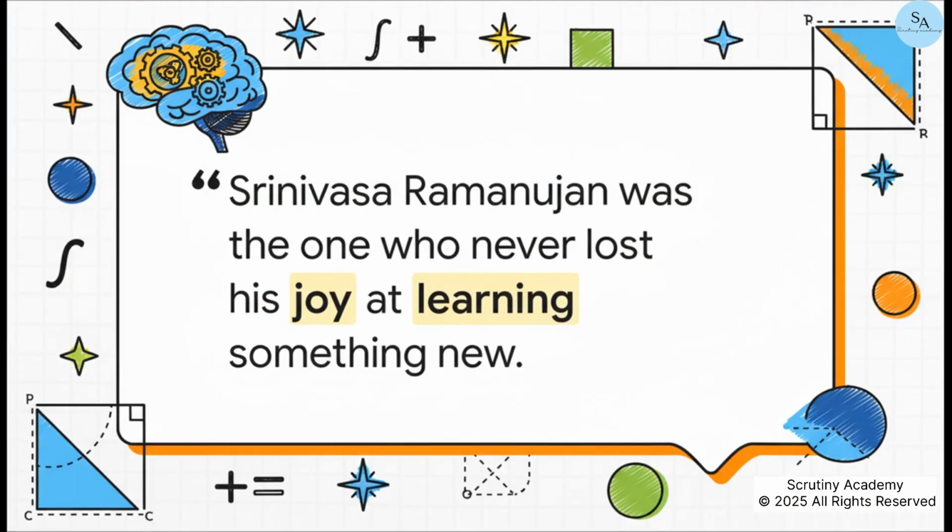And I want to leave you with this idea about the incredible mathematician Srinivasa Ramanujan. He found real joy in just learning and discovering new things. Math isn't always about just getting the right answer. It's about that aha moment, the excitement of finally understanding why something works. So keep practicing, stay curious, and try to find that joy in mastering these challenges. You have absolutely got this.